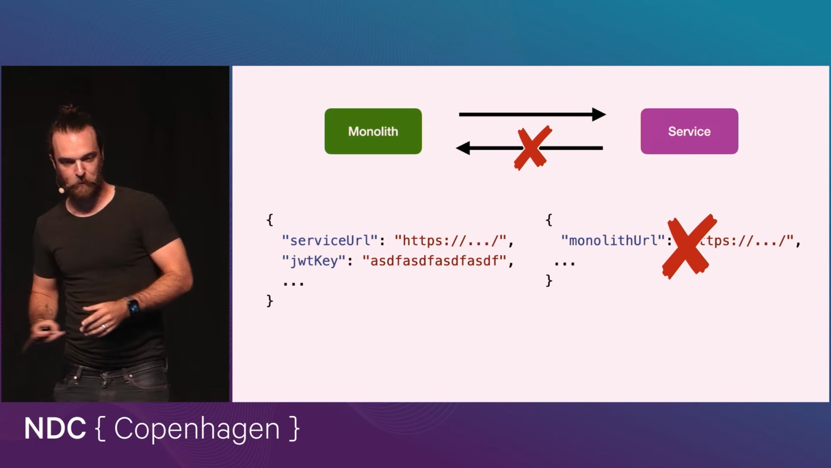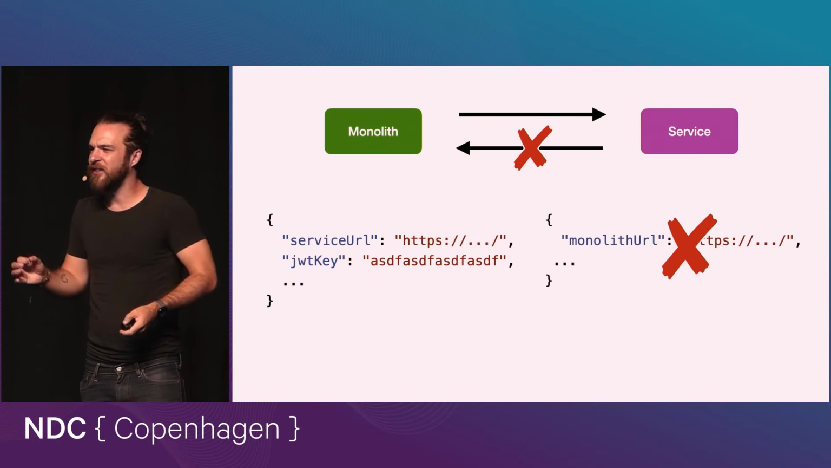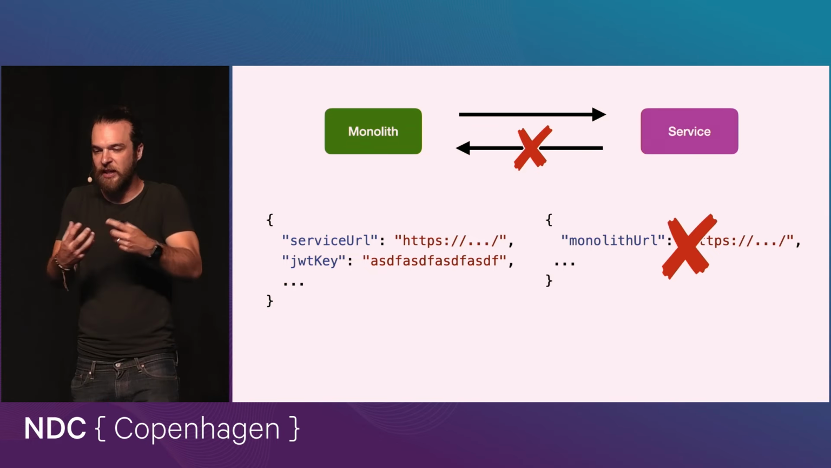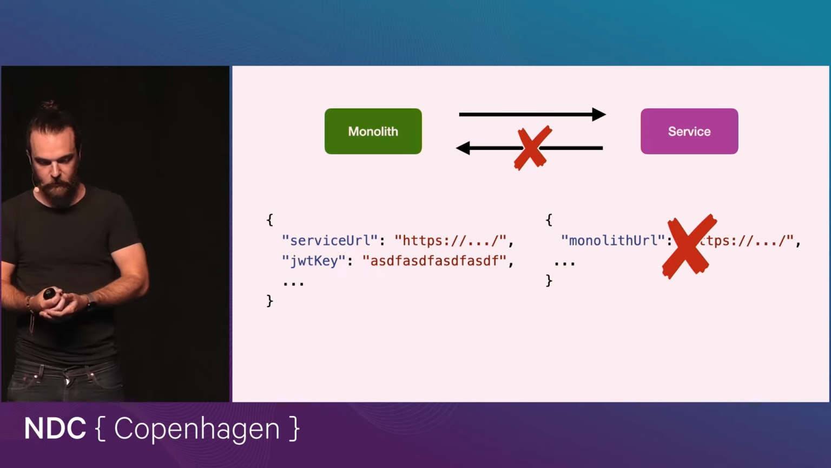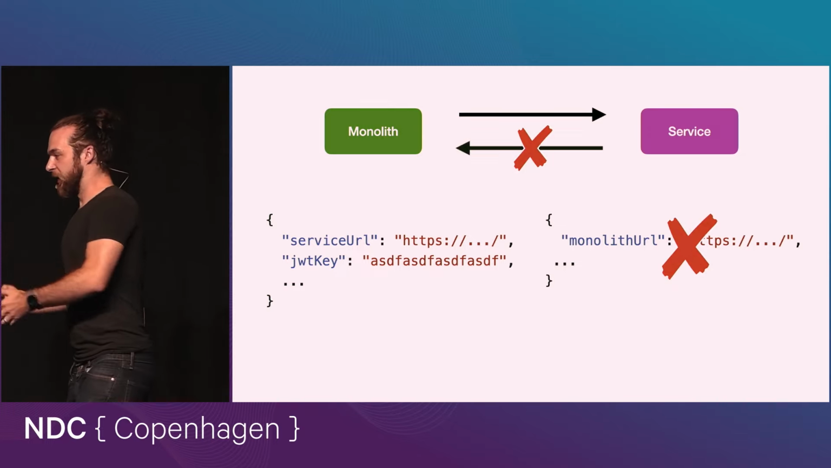That's what I'm saying we don't want, because that's a reference. If the service needs to understand where the monolith is, or what endpoints it can call, it just has to have knowledge of the monolith. That's what I'm saying we don't want. And for a few reasons.